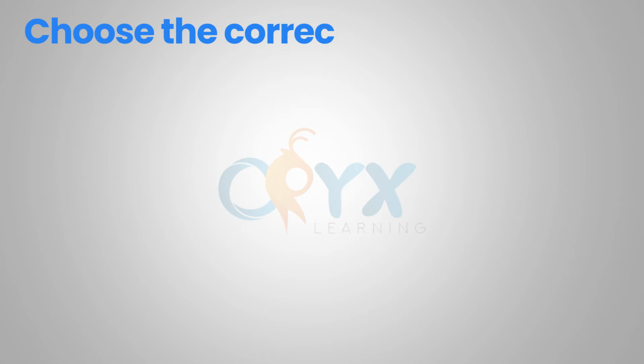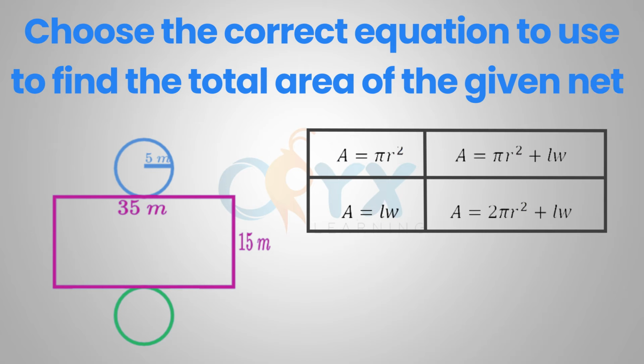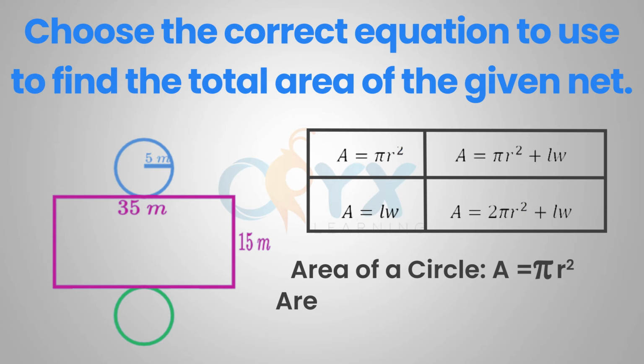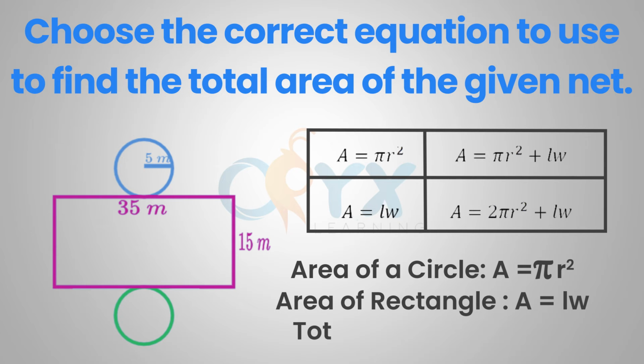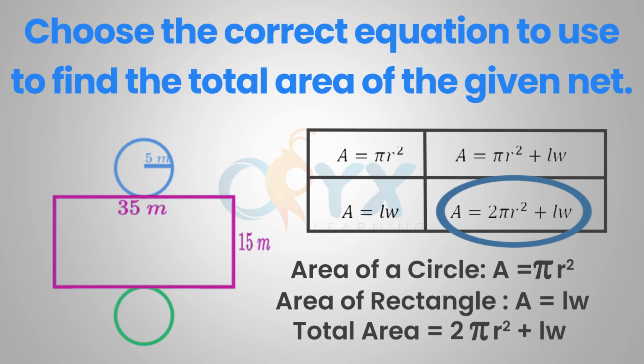Choose the correct equation to use to find the total area of the given net. So as we can see here, we have two circles and a rectangle. The area of a circle is A equals pi r squared. The area of a rectangle is A equals L times W. Therefore, our total area would be 2 pi r squared, as there are two circles, plus LW. This is represented by the last answer choice.